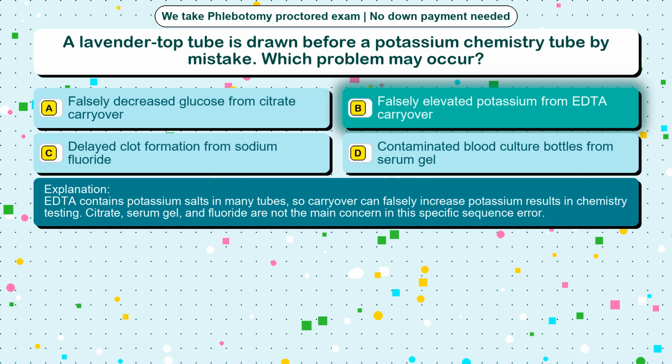EDTA contains potassium salts in many tubes, so carryover can falsely increase potassium results in chemistry testing. Citrate, serum gel, and fluoride are not the main concern in this specific sequence error.